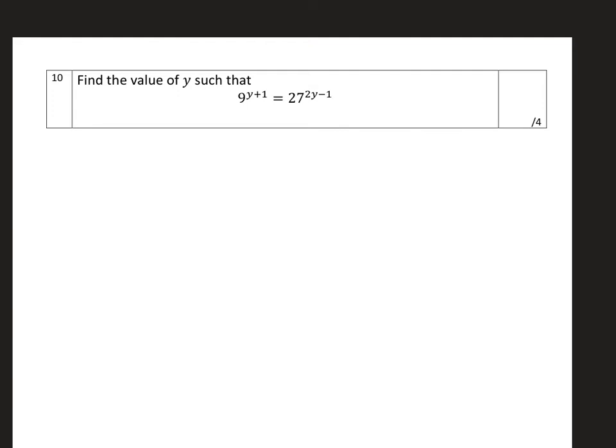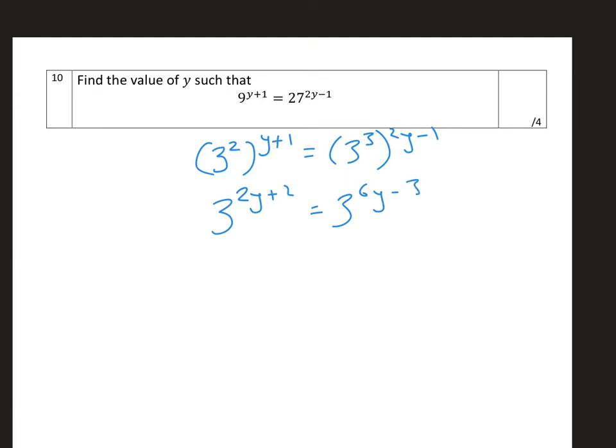10. Well, I'm trying to find y, so that 9 to the power y plus 1 is 27 to the power 2y minus 1. So the first thing I need is the same base. So 9 and 27, I can write those both as base 3. So I can write 9 as 3 squared to the power y plus 1, and 27 as 3 cubed to the power 2y minus 1. The rule is I can multiply the powers, so 2y plus 2 and 6y minus 3.